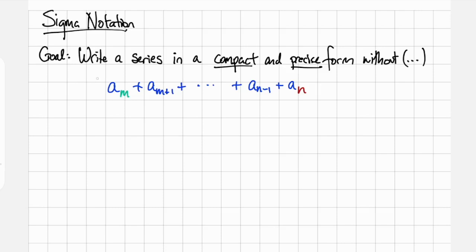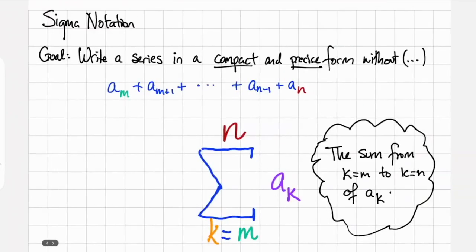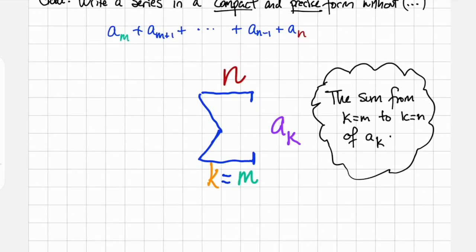So when you have a finite or infinite series where the terms are written out with a ..., what we'd like to do is write this series in a more compact and precise form without these ellipses. So to do that, we're going to use something called sigma notation. And that looks like this. We're going to break this down carefully shortly, but before we do that, I'd like to take a moment to translate this notation into English.